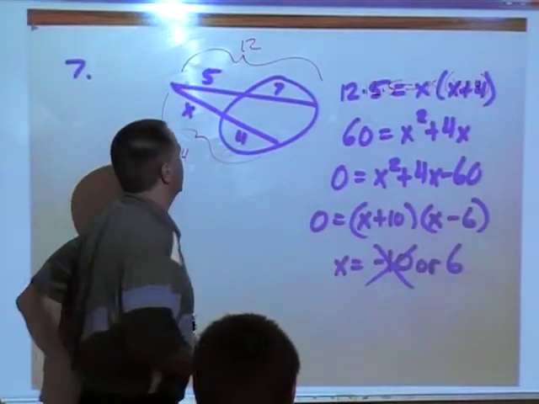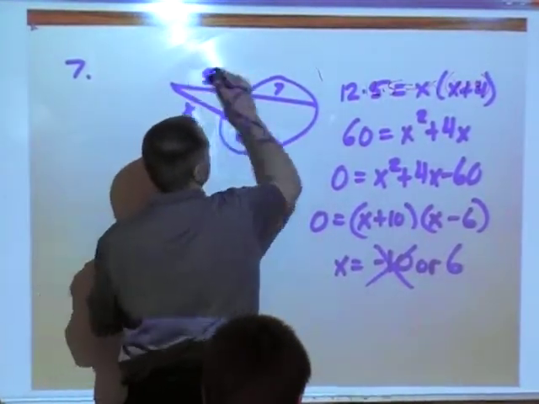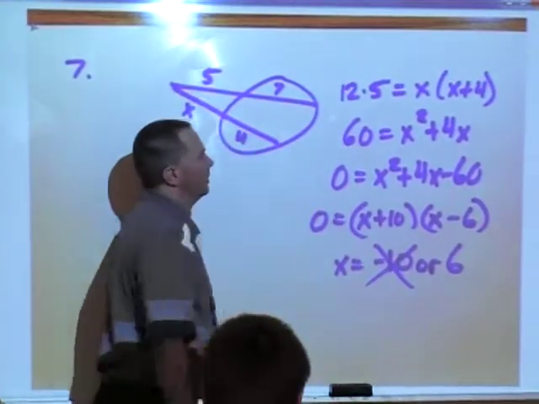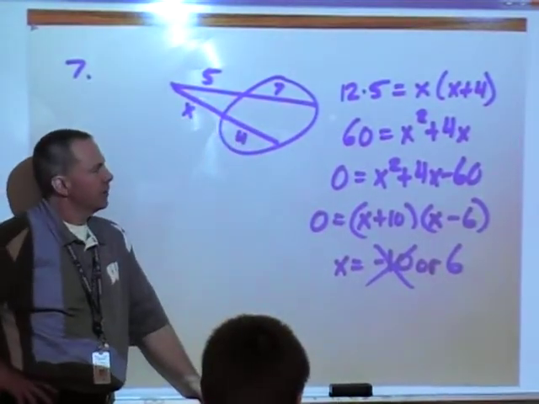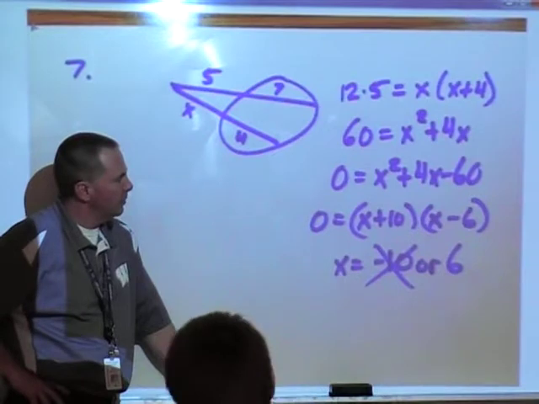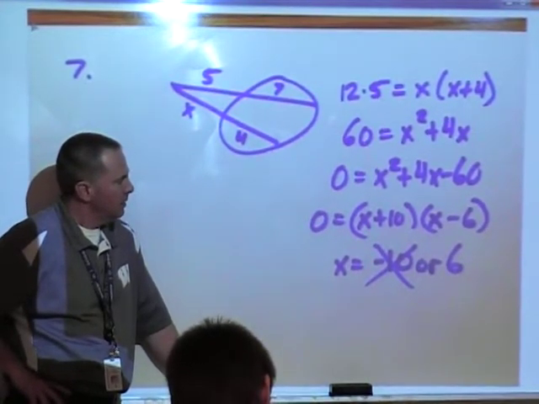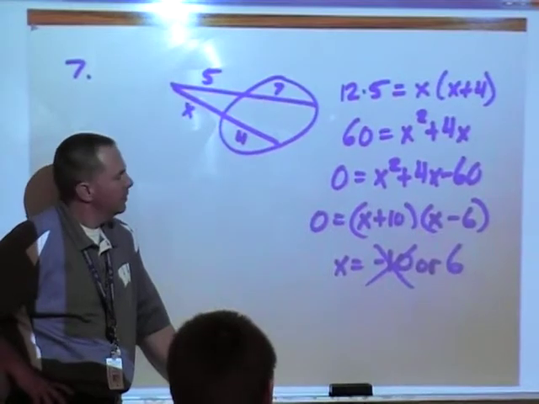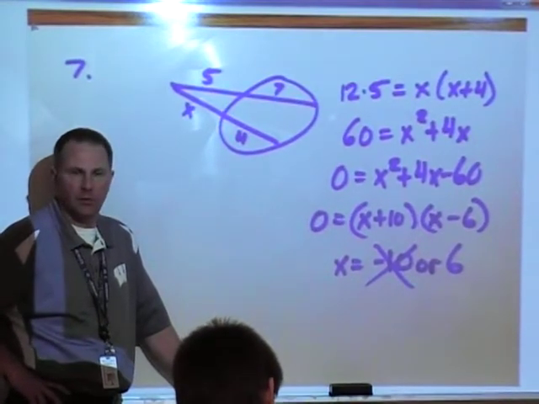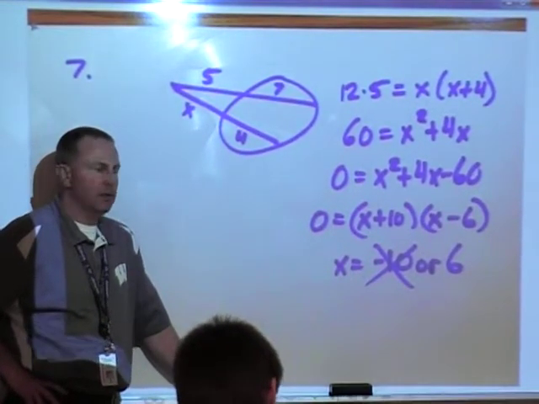So 12 times 5 is 60. Distribute the x: x squared plus 4x. Get the 60 over there on one side. Factor: 10, negative 6. X cannot be negative, so the answer is positive 6. Who got that right? Yeah, let's move on.